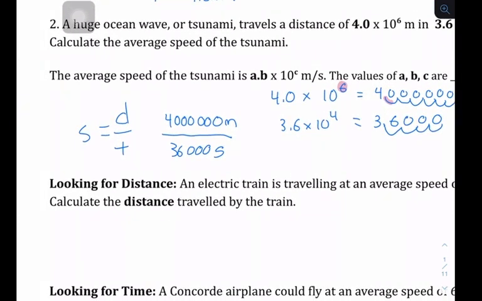So we have our numbers to punch into our formula. We have 4 million meters divided by 36,000 seconds. And what that ends up being is 111.111 repeating meters per second.